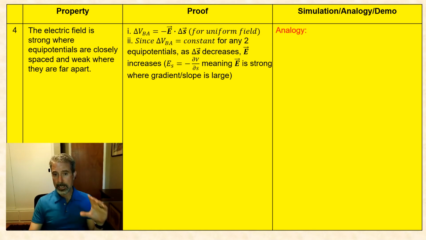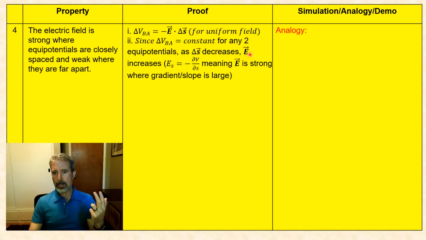So if that's constant, then just looking at the setup here, we can see that there is an inverse relationship between electric field strength and delta S, where delta S is really a measure of the displacement, the magnitude being the distance between your two equipotentials.